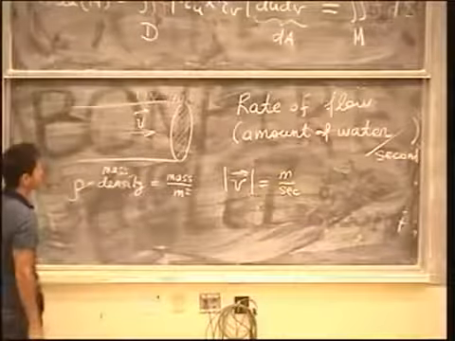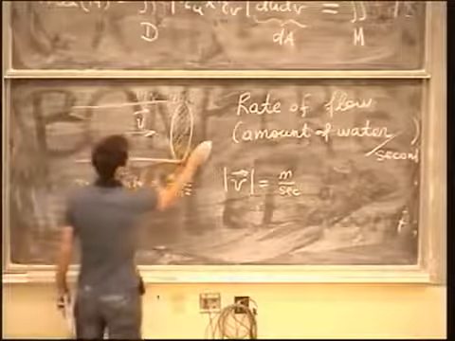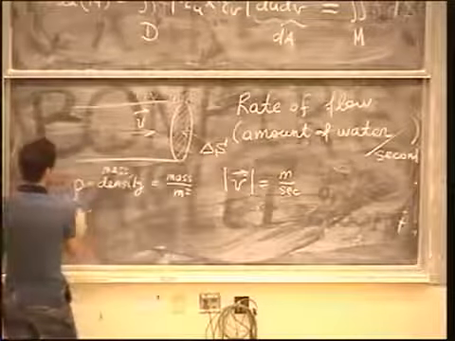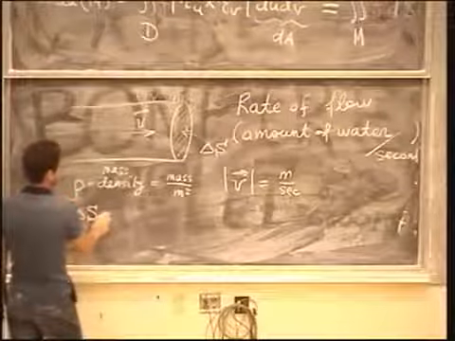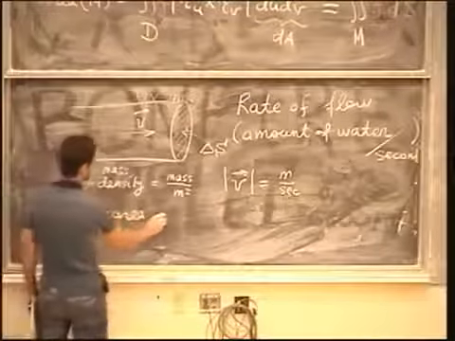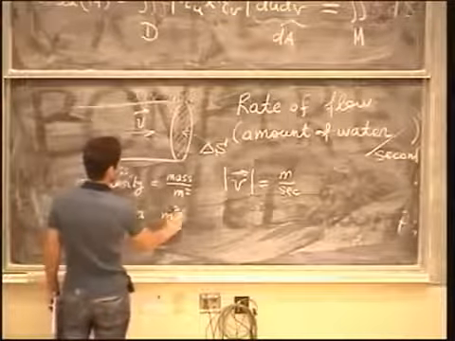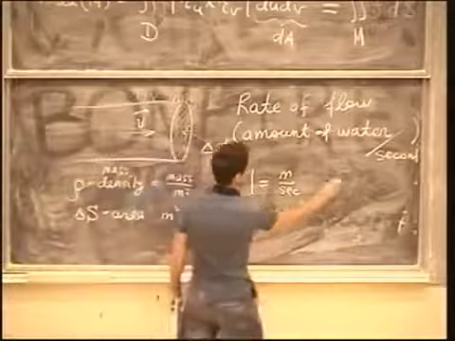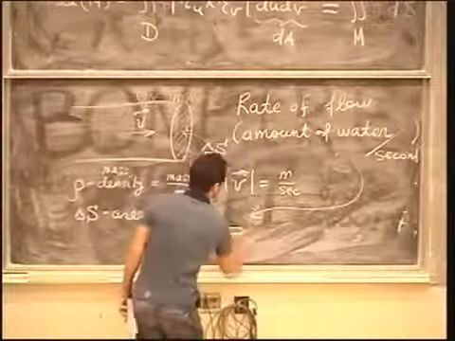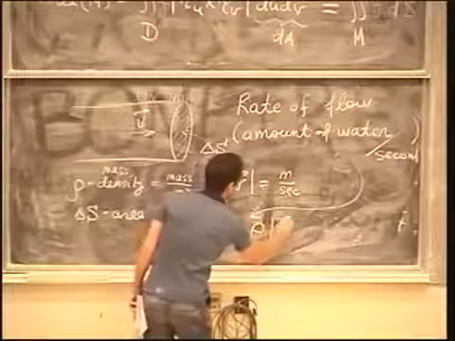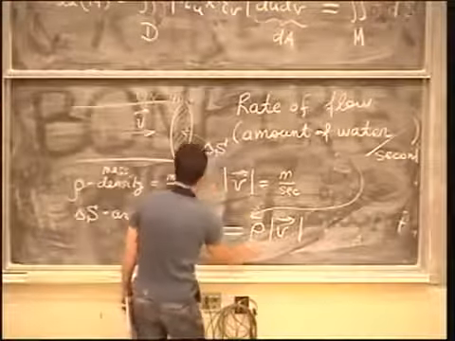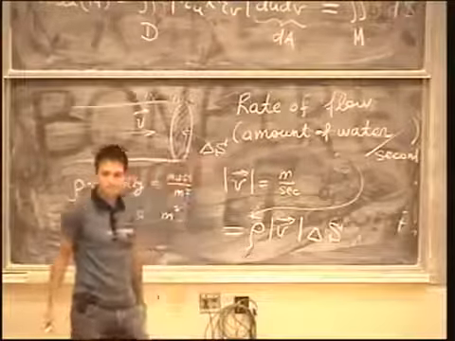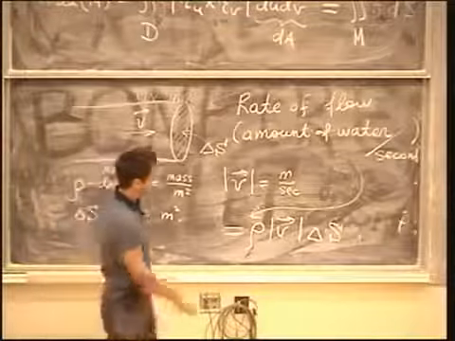So what do I need to do? I also have the delta S, the area of this section, of this membrane. This is the area, so this is meters squared. So what I need to do is just multiply this. So the rate of flow is equal to rho times V times delta S. That's pretty clear.